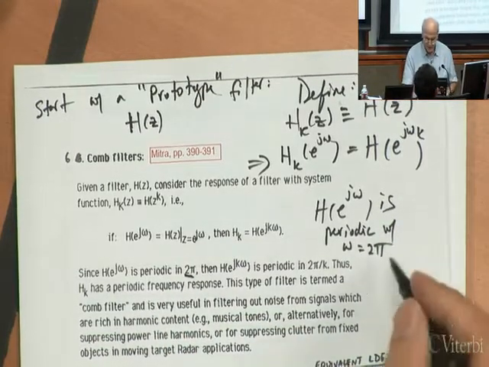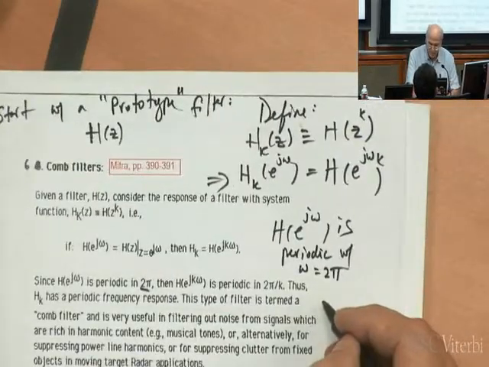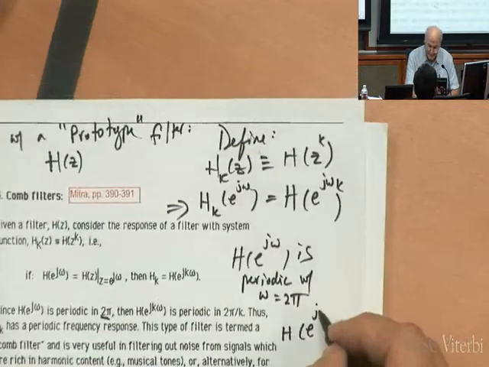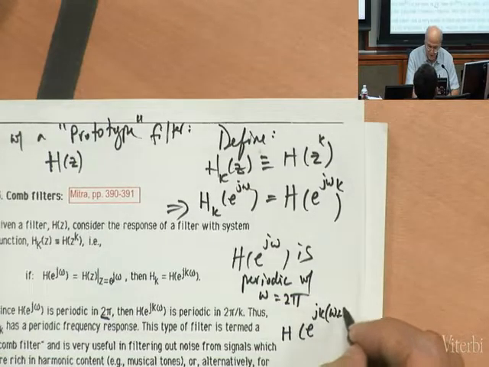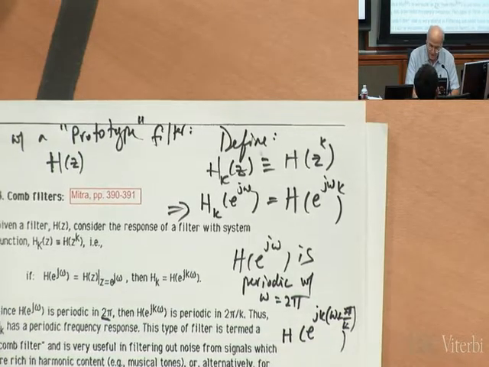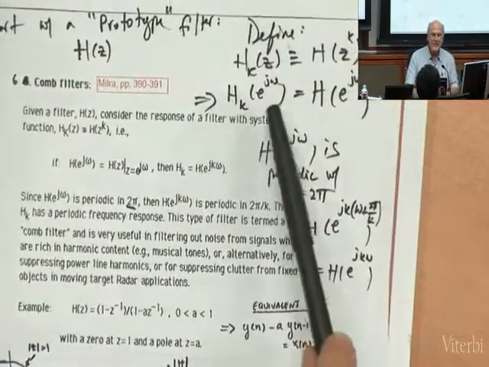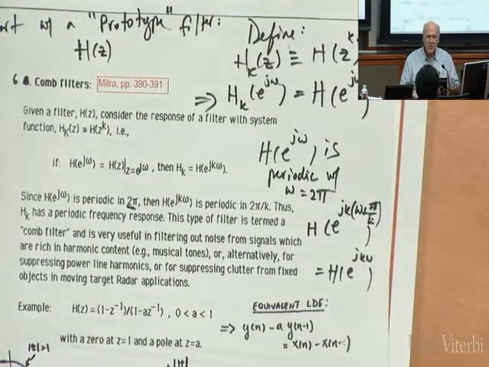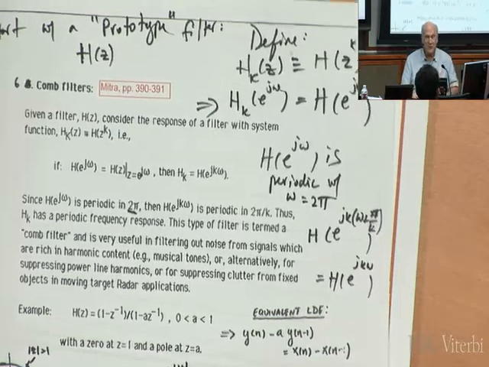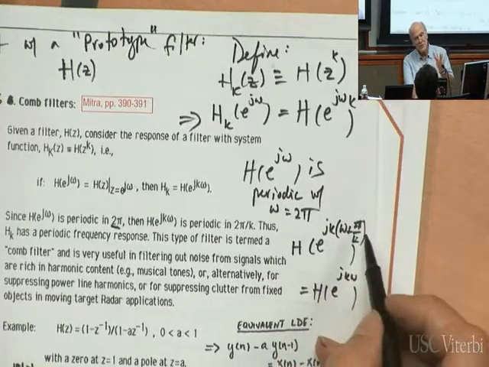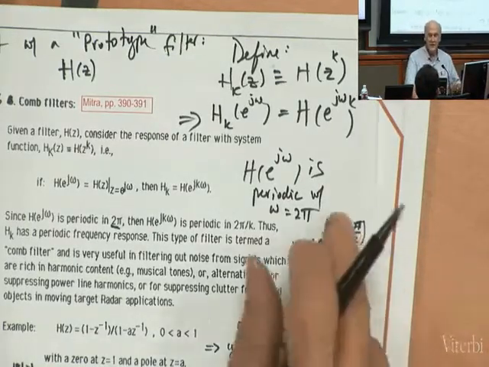Well, then, what does that mean? That means that h of e to the j k times (omega plus 2 pi over k) is going to equal h of e to the j k omega. So in other words, h sub k is of course periodic in 2 pi, but more importantly, every time omega increments by 2 pi over k, you get the same result.